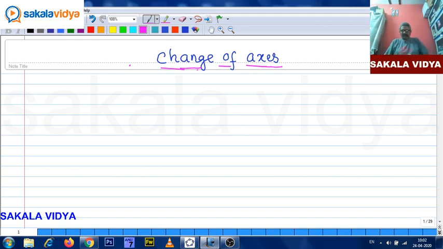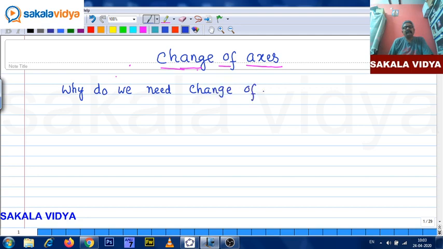So change of axis. So one question here. Why do we need change of axis? This is the first question. Anybody give the answer. Why do we need change of axis? Why do we need change of axis? Why do we need change of axis?